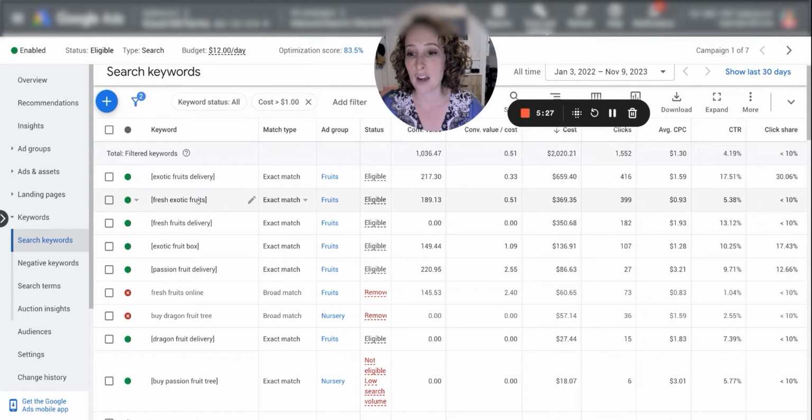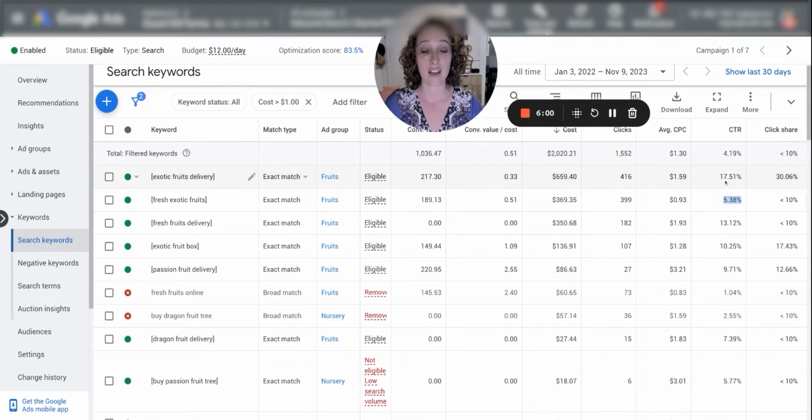And then fresh exotic fruit has some purchase intent, right? Somebody is looking for fruit that's fresh. So they're probably not just looking for images and they're probably not just looking for information, but maybe. But because they're not saying, I want it delivered to my door, it has a slightly lower purchase intent. And so you can see that the click-through rate here is only 5%. 416 clicks on this one, 400 clicks on this one. So we have plenty of data to get a good average on that click-through rate.